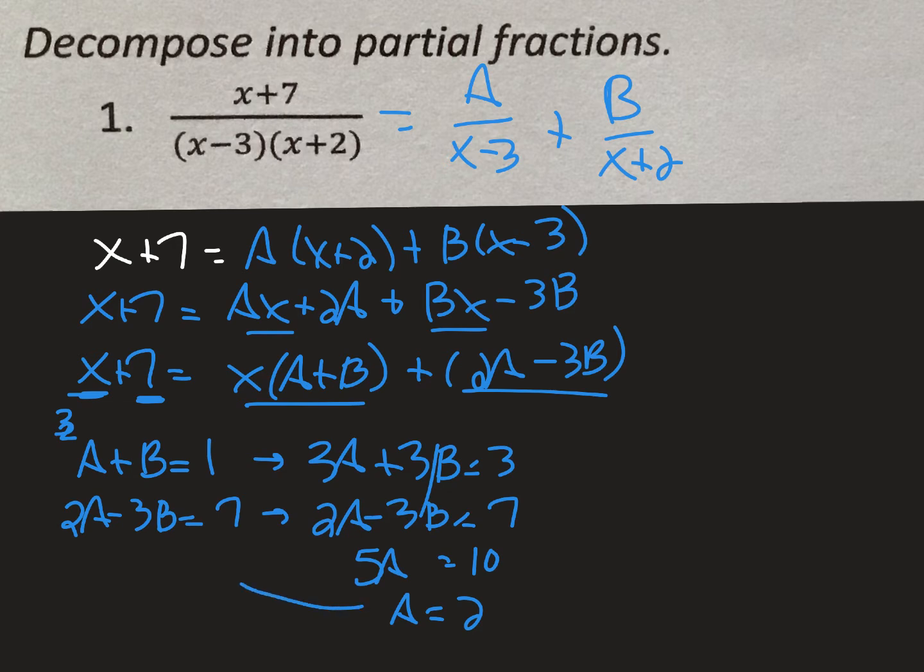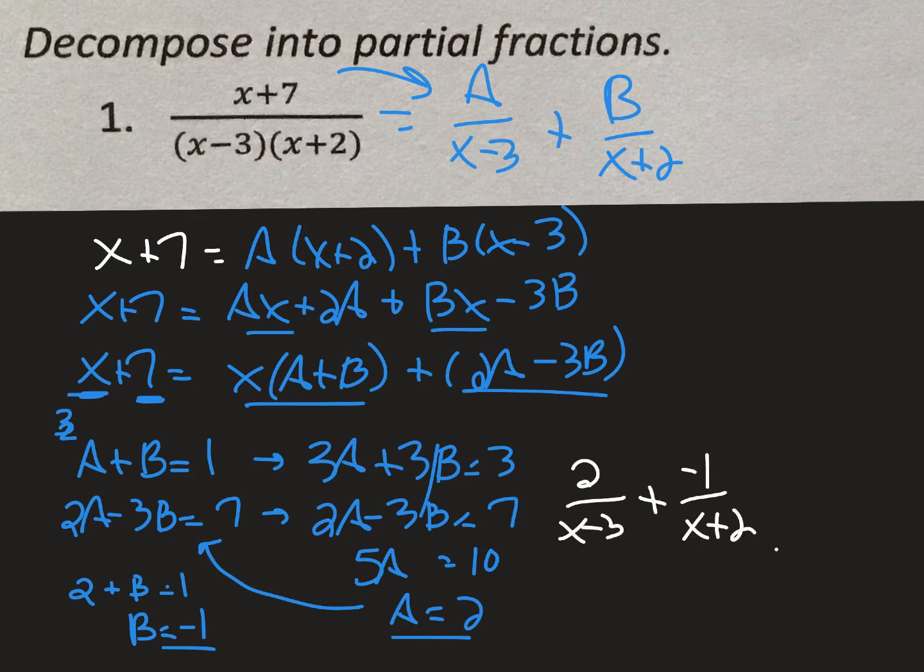Now if a is 2, I'm going to plug it back in there at the top and get 2 plus b is 1, which means b's got to be negative 1. So there's my a, there's my b. That's the main thing I need. I'm going to plug them back up here at the top. So my answer would become 2 over x minus 3 plus negative 1 over x plus 2. And there it is. That's the partial fraction decomposition for number 1.